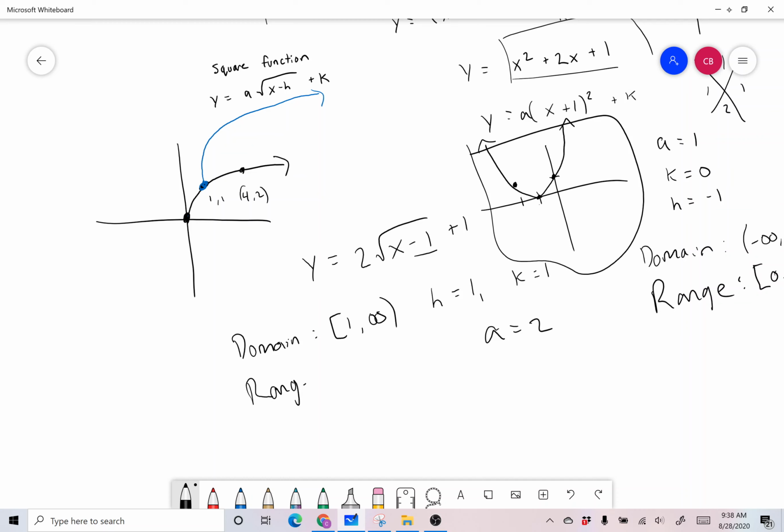And the range is going to start at 1 and go to infinity. 1, 1 was our point. This relies on k, this relies on h. If it was upside down, and this was the point 1, 1, same thing. We'd have 1 to infinity for the domain, and then for the range we'd have from negative infinity to 1. And so it's important, you guys, that you go from bottom to top, left to right to figure out domain and range. Just practice these.